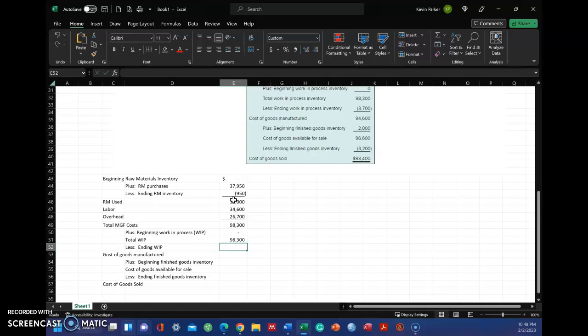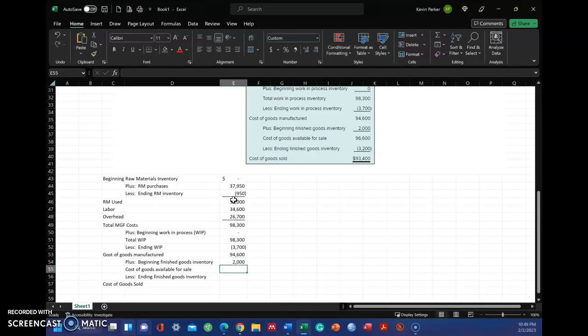And they said that ending work in process was 3,700 in the problem we just read. So are you seeing a pattern? What do we start with? What do we add or buy if it's used? Direct materials, raw materials, minus what we end with, right? And that gives us cost of goods manufactured. Or 94,600.